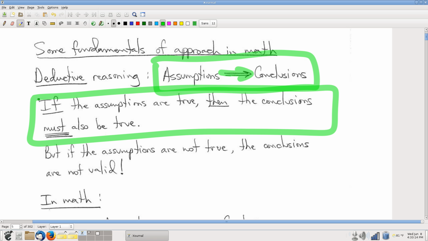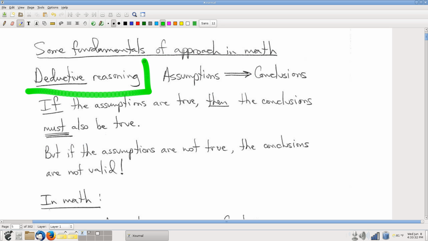So critically, we're not talking about a correlation. We're not talking about, when the assumptions are true, then generally the conclusions are usually true, anything like that. We're talking about it must be the case that the conclusions are true if the assumptions are true. So this is called deductive reasoning. And this is one of the deep underlying ideas of how math is done.